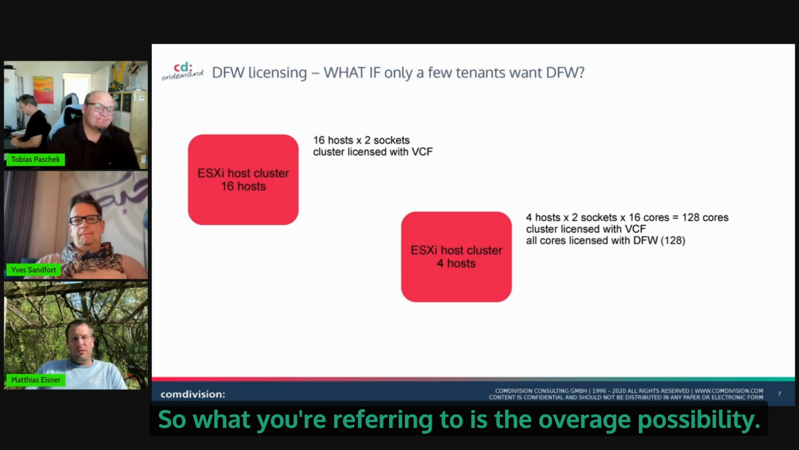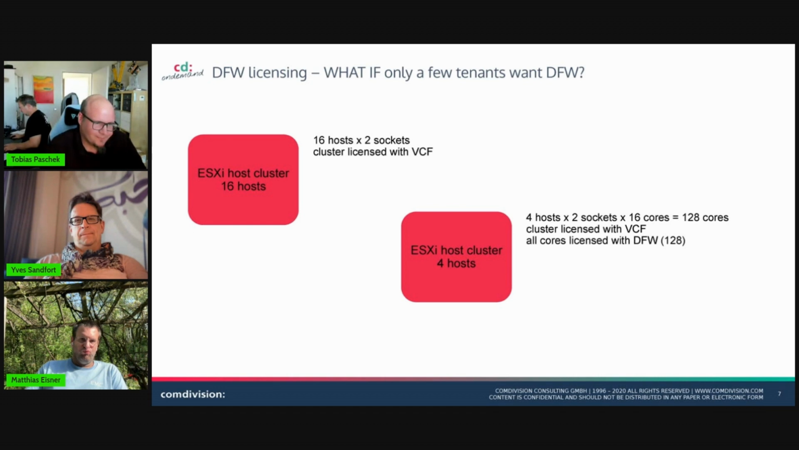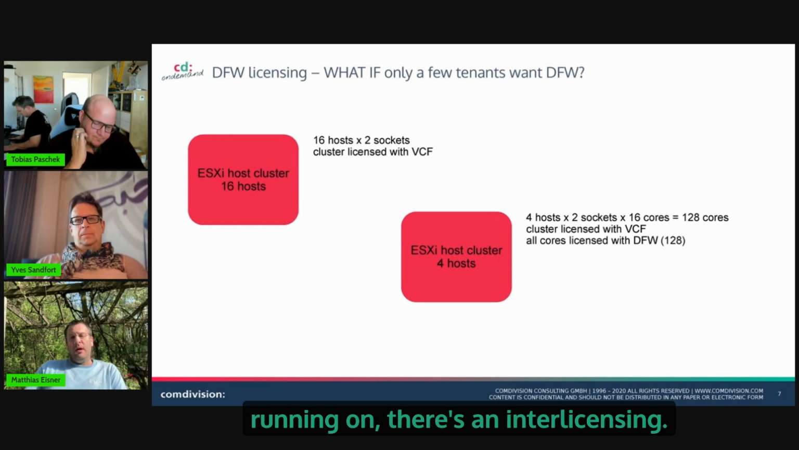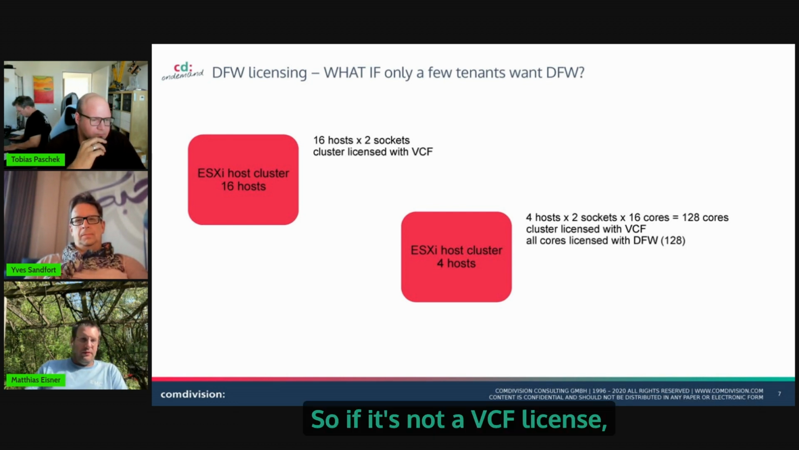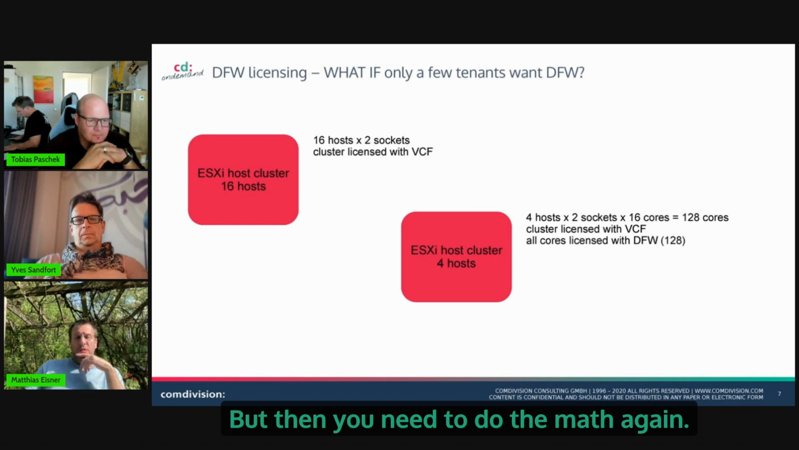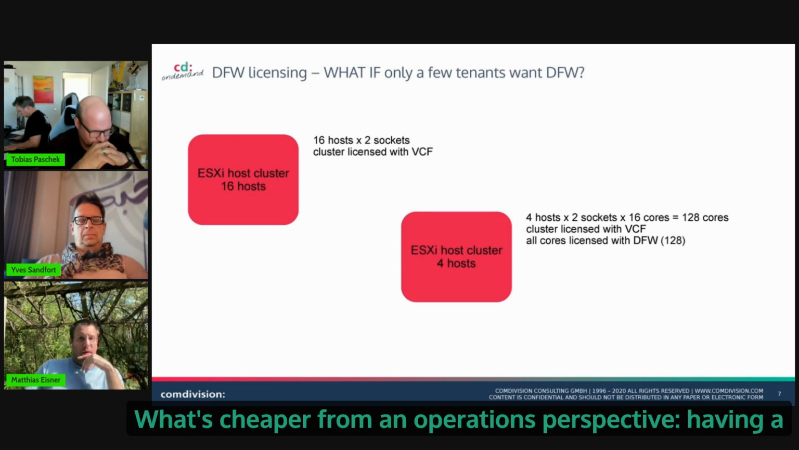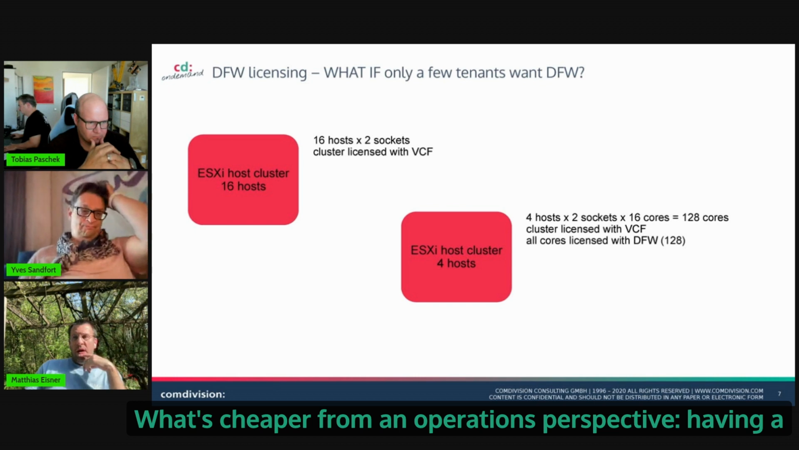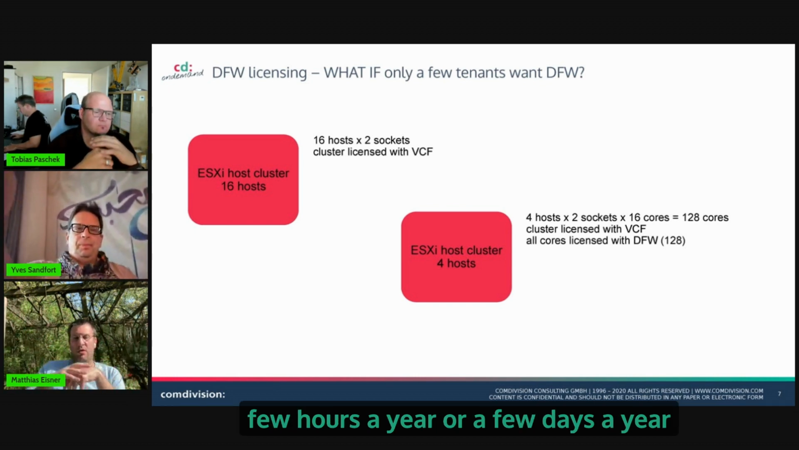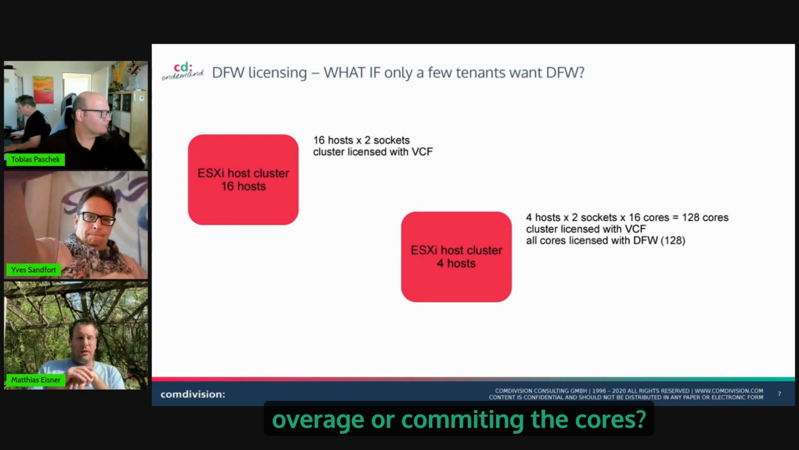So what you're referring to is the overage possibility. If a host has no active workloads running on it, there's no need to license it. If it's not a VCF license, it's the same for all the add-ons. But then you need to do the math again. What's cheaper from an operations perspective? Having a few hours a year or a few days a year overage, or committing the cores.